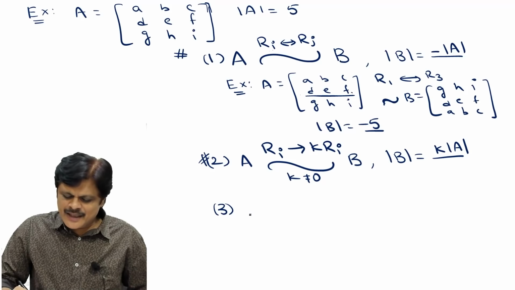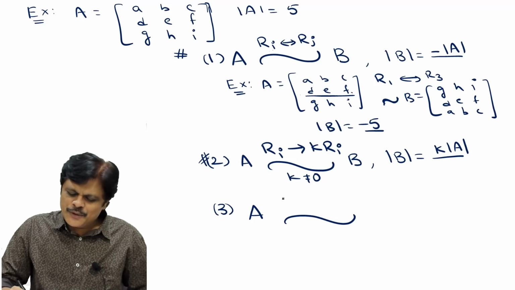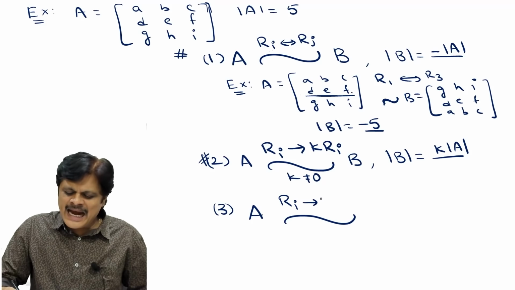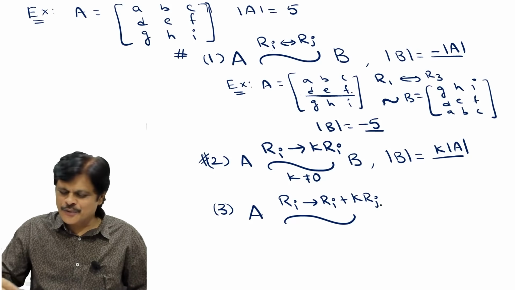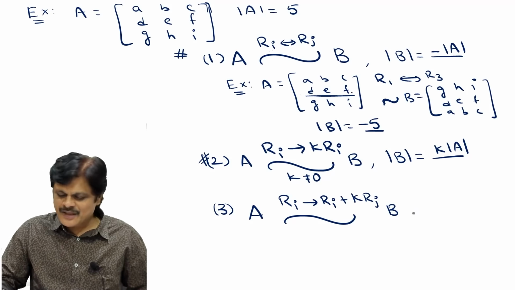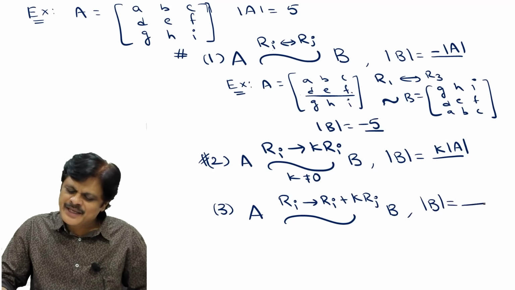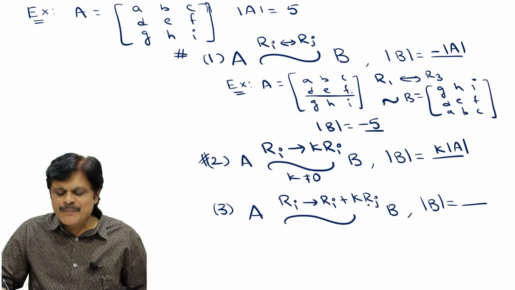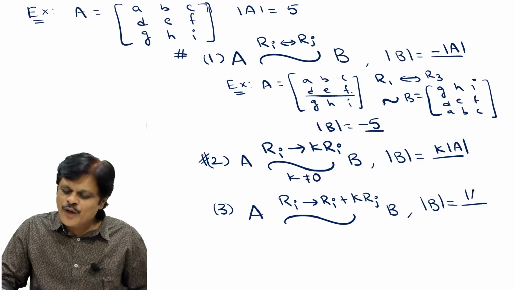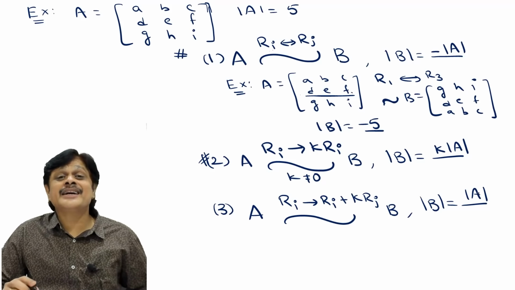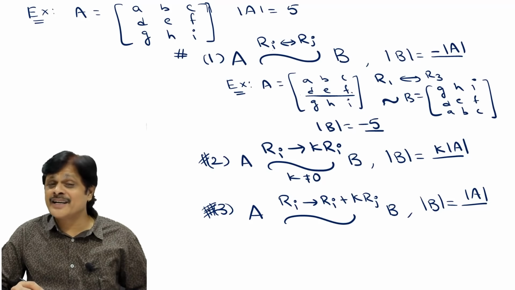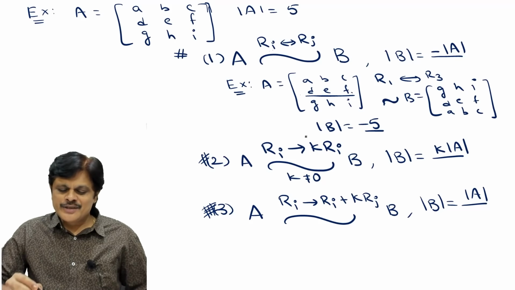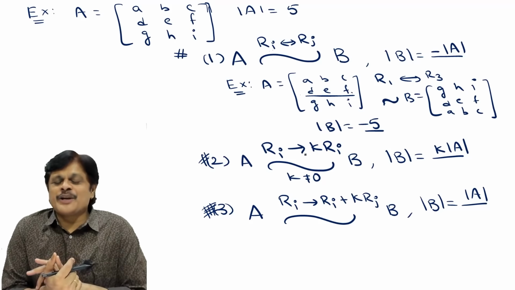Now the third one is this row operation: adding a constant times another row to a current row. You get a new matrix B. What is the determinant of this new matrix B? When you do this type of row operation, the determinant will not change, it will remain the same. It is a beautiful property we use to solve many problems under determinants. So these are the three properties about row operations.